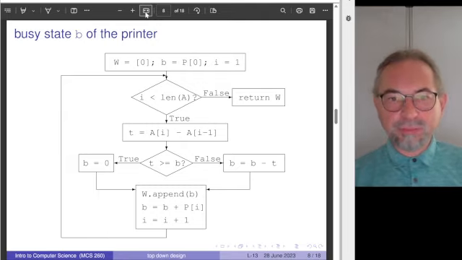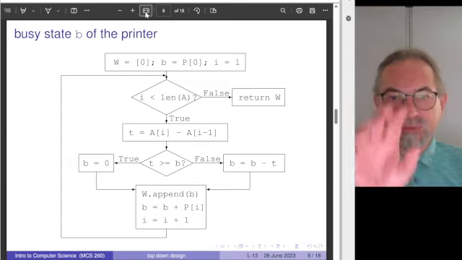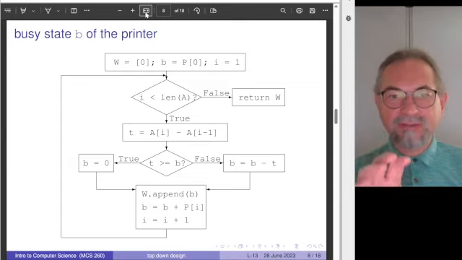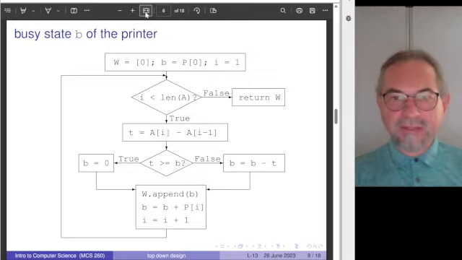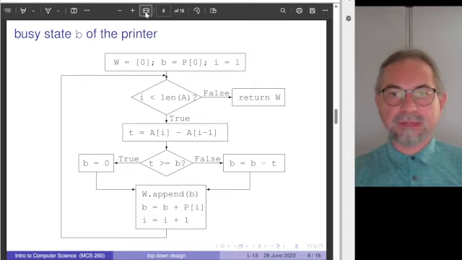So there is a loop. You see a loop that has an if statement in there. So there are two diamonds. The biggest diamond is the stop condition. So we continue as long as the current counter for the current job is still less than the total length. So the letter I is actually an index.